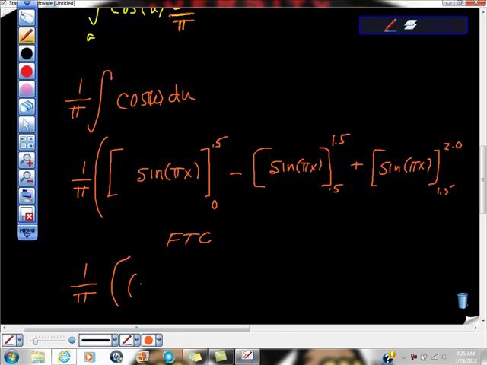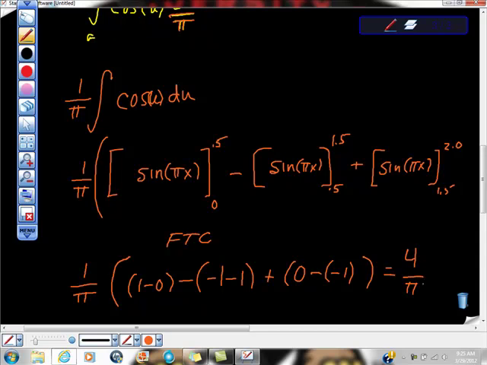I'm not going to do all this math with you, but this arithmetic: 1 minus 0 minus negative 1 minus 1 plus 0 minus negative 1. If you fill in the intervals, you'll see why all that's true. When we added all this on the inside, we'd get 4. But remember, right here we have this 1 over pi, so we get 4 over pi as our final solution.